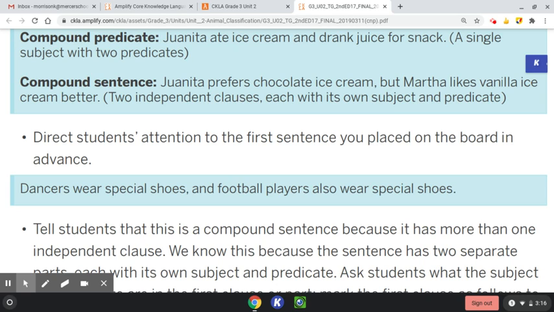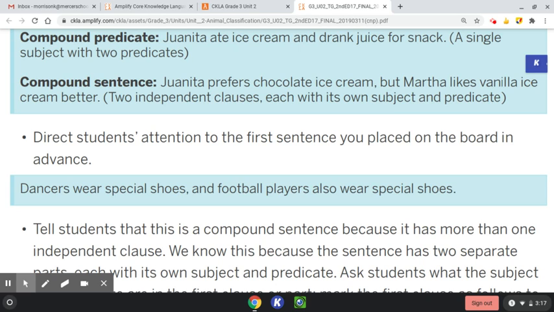So you should have decided that yes, it is a compound sentence, because it has two subjects and two predicates. Compound sentences always have two subjects and two predicates. So: dancers wear special shoes and football players also wear special shoes. Our subjects are dancers and football players. And what are they doing? What's the predicate? They wear special shoes. And then the football players also wear special shoes. That's what they're doing, so the predicate is wear.